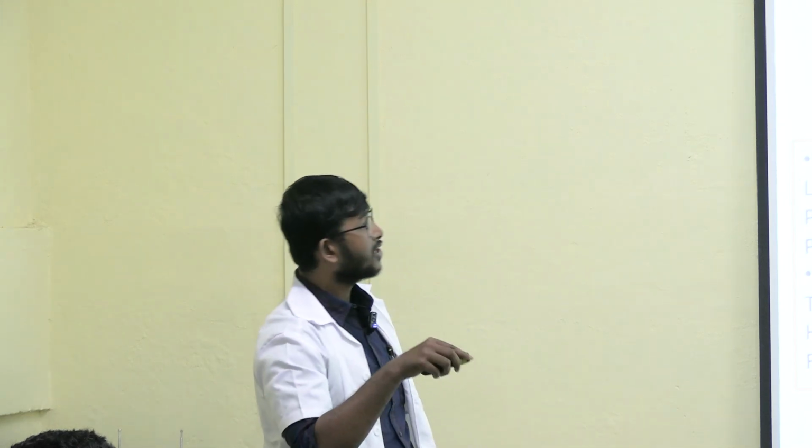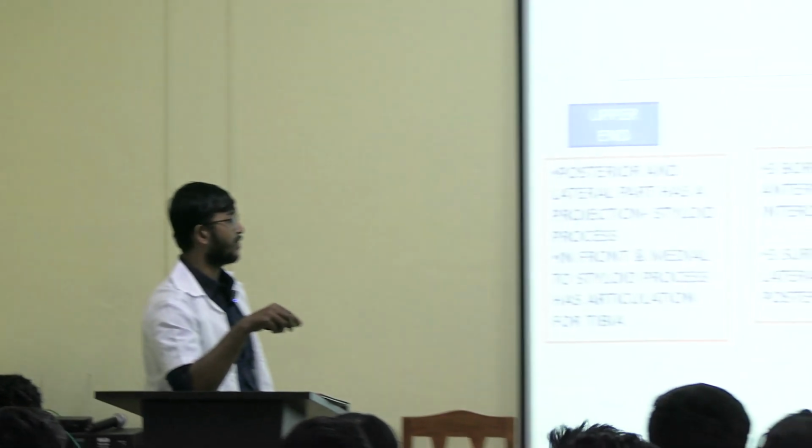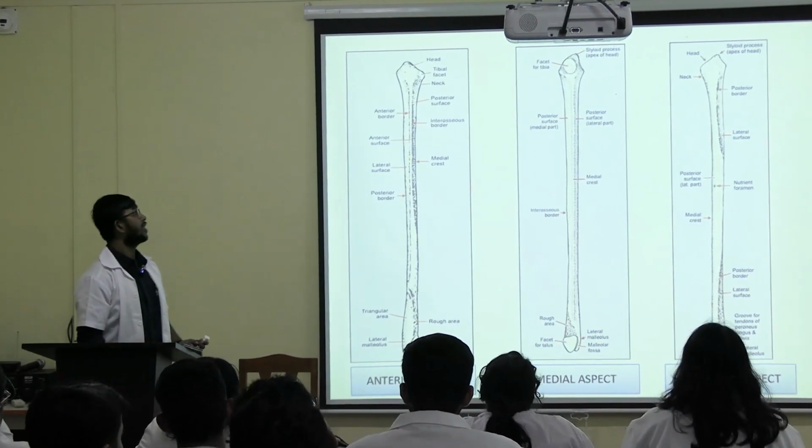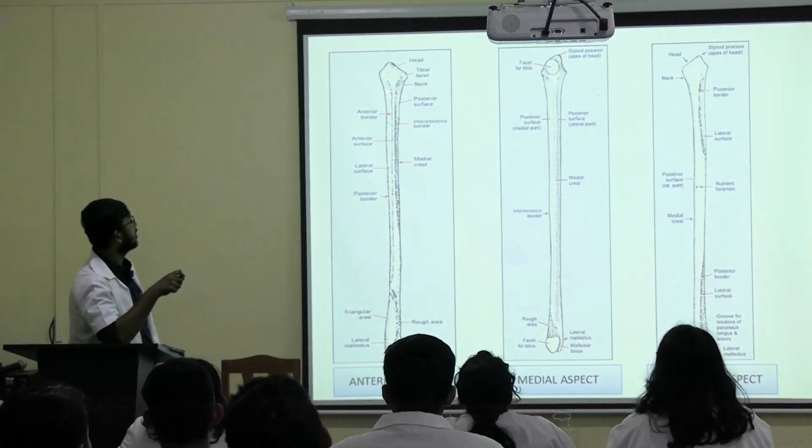The shaft has three borders and three surfaces. This is actually the tough part. So now coming to this picture, first of all, see the shaft. So this is the shaft.